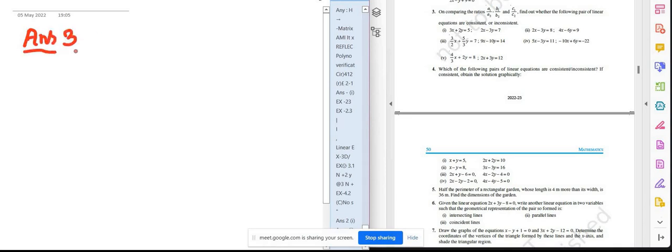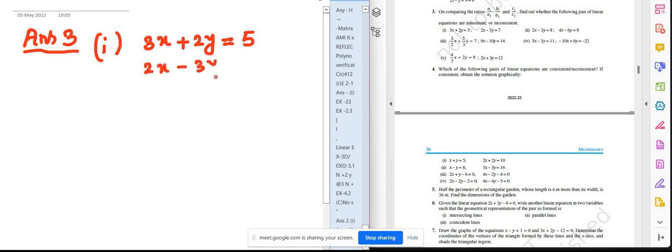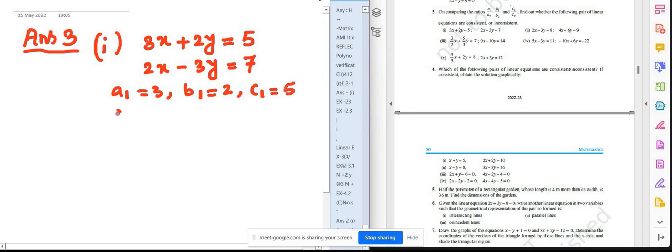Answer 3. First question I am checking: 3x plus 2y equals 5, and 2x minus 3y equals 7. Right. Now here A1 equals 3, B1 equals 2 and C1 equals 5. A2 equals 2, B2 equals minus 3 and C2 equals 7.